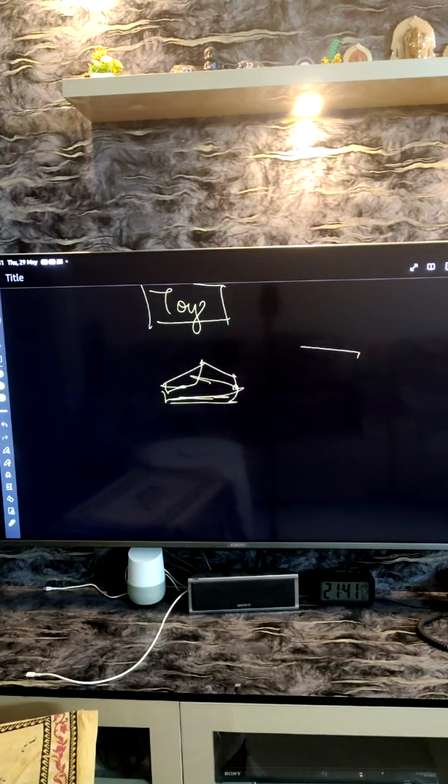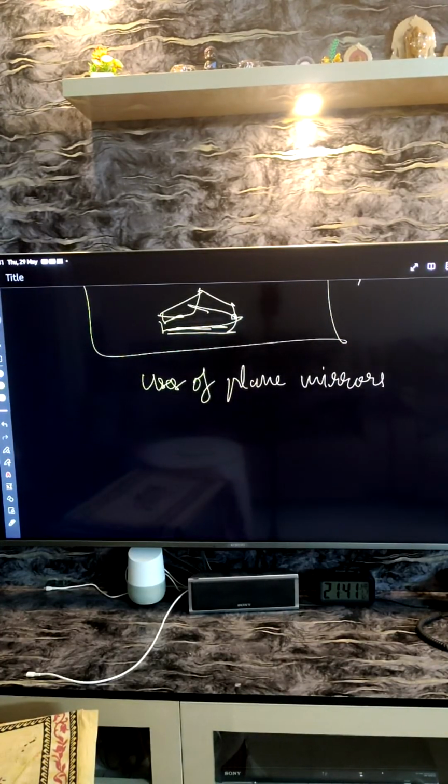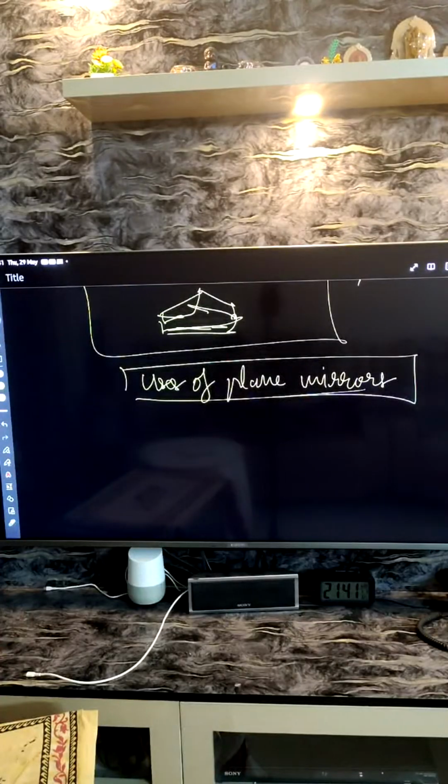Now we'll learn about the last thing, which is uses of plane mirrors. So what are the uses of plane mirrors? A plane mirror is used during outdoor shooting, by using metal sheets to reflect sunlight on actors, and in solar cookers to reflect light on the food being cooked to heat it up more. Then it is also used in periscopes.